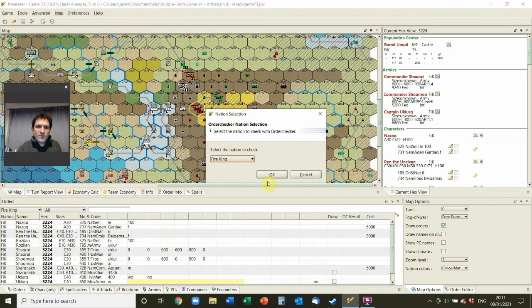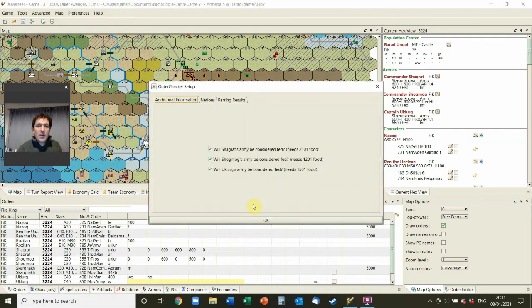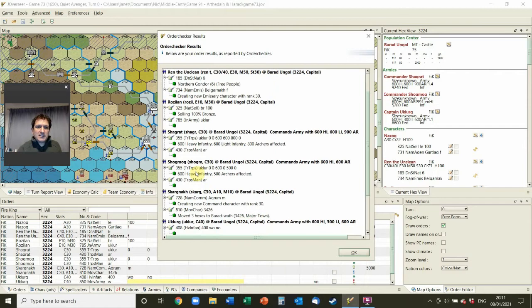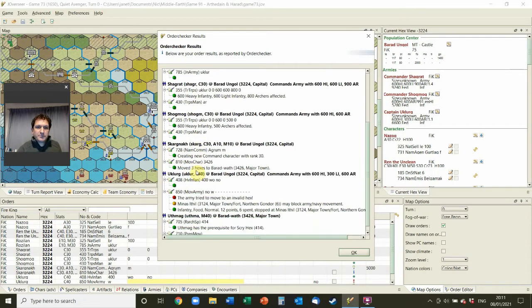We'll check for Fire King, we'll click OK, and we're now going to get asked some questions, because the game needs to know a few things to know how to assess whether the orders will work. So, first of all, information about armies. Are these armies fed? Yes, they are. Is Skargnak a company commander? Well, he isn't, so that's unticked. And then it'll go through and it gives a little green light on all of these to say, yep, that order is legal, and that's fine.